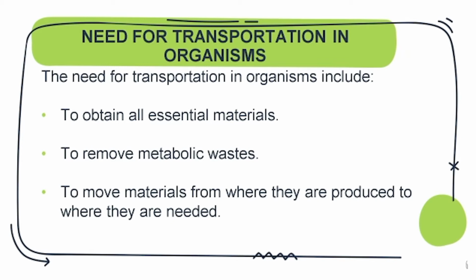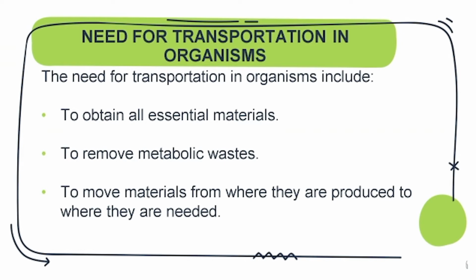Second reason, why transportation in organisms? Transportation is needed to remove metabolic waste. Constantly, due to metabolic activities in the body, there are materials that are produced and they need to be removed from the body because they are toxic. They are poisonous to the body. And these materials we need to move from where they are produced as waste products out of the body. Hence, the need for transport system in organisms.